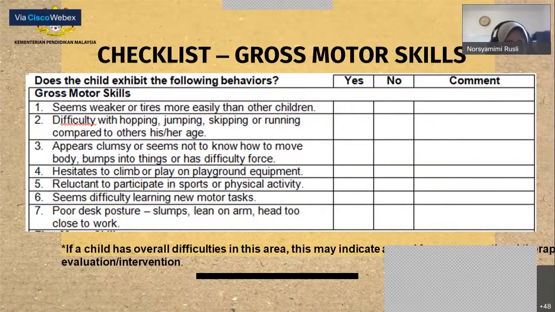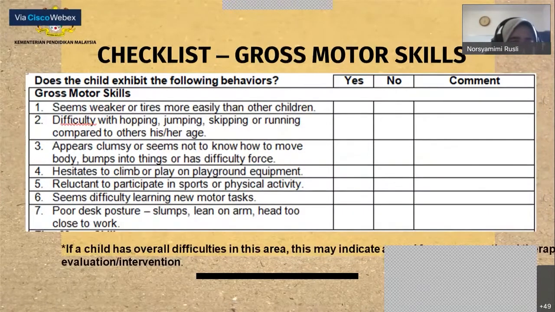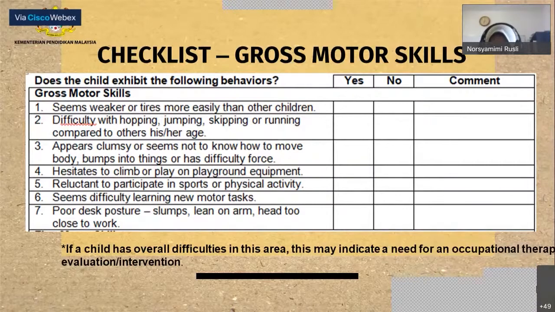So this one is the checklist for gross motor skills. We can go through it one by one. Number 1, if the child seems weaker or tires more easily than other children. Sorry about that. Can you see this slide clearly?